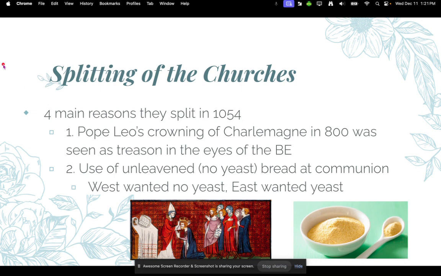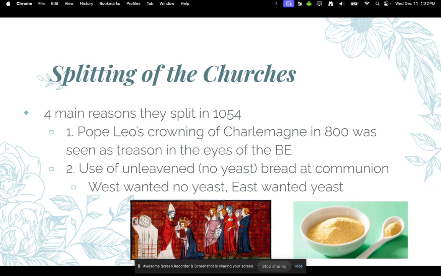So there are 4 main reasons why the church split in 1054. Now, some of these reasons seem like, seriously, they split because of this? They seem not dumb, but very questionable, I guess. But it happened. This is really what happened. The first reason why the church split in half is because Pope Leo crowned Charlemagne in 800, and that was seen as treason in the eyes of the Byzantine Empire.